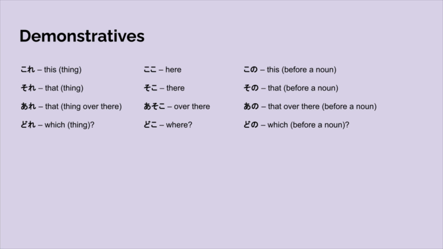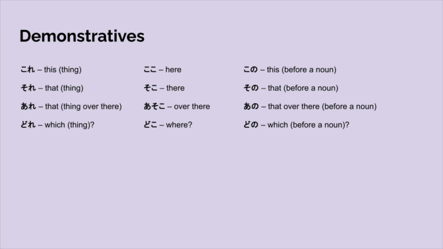Koko is here. Soko is there. Asoko is all the way over there, far away from all of us. And doko is where? Kono, sono, ano, dono. Those are very important, and they're used even more than kore, sore, all that stuff. The re's are in the first row and the no's are in the third row. The no's are used more because they're used before a noun.